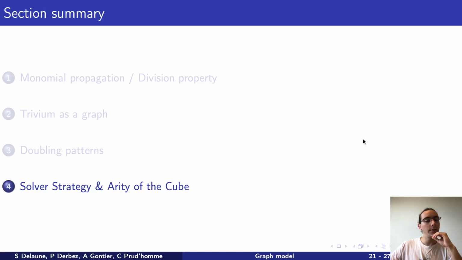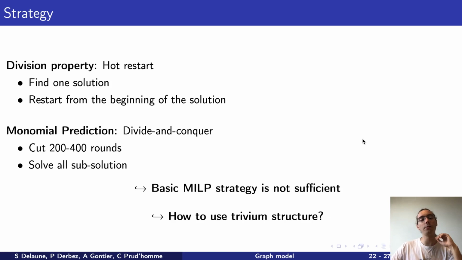Now we'll talk a little about the solver strategy and the arity of the cube. So Trivium is a very big problem, and the solver cannot solve it without a strategy. So the previous methods were using some strategy. For example, the division property uses a hot start. They find one solution and then they restart from the beginning of this solution to find all the solutions that have the same beginning. And since Trivium has the form of a tree, this is a really good strategy because a lot of solutions will share the same beginning.